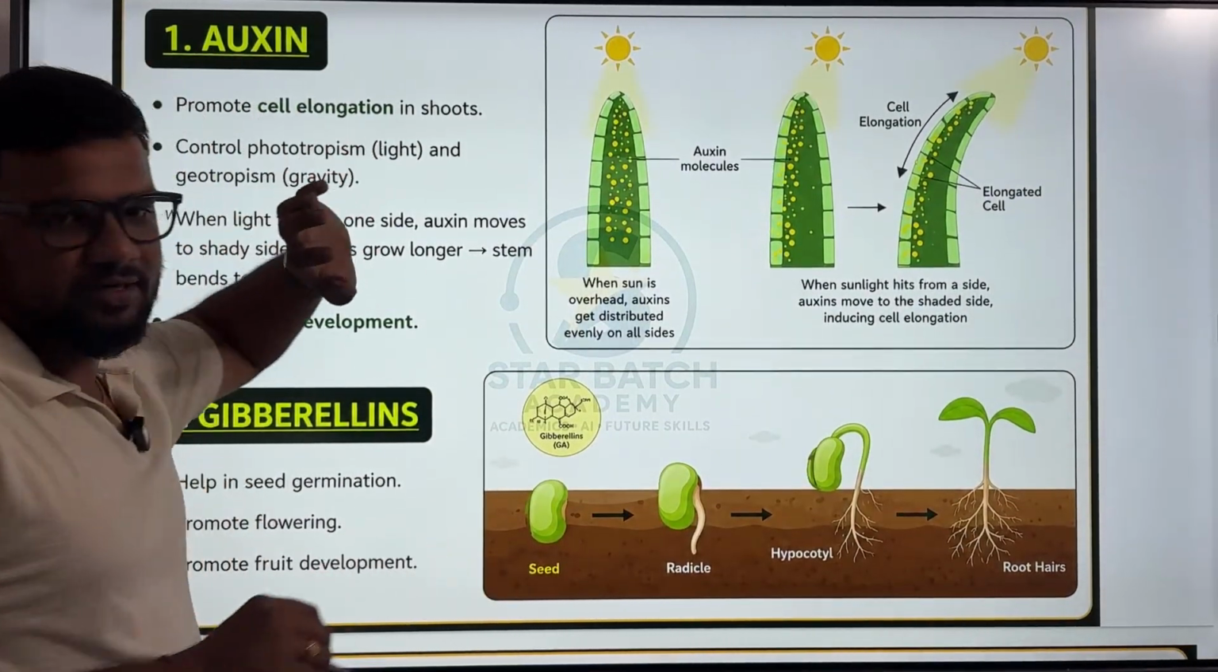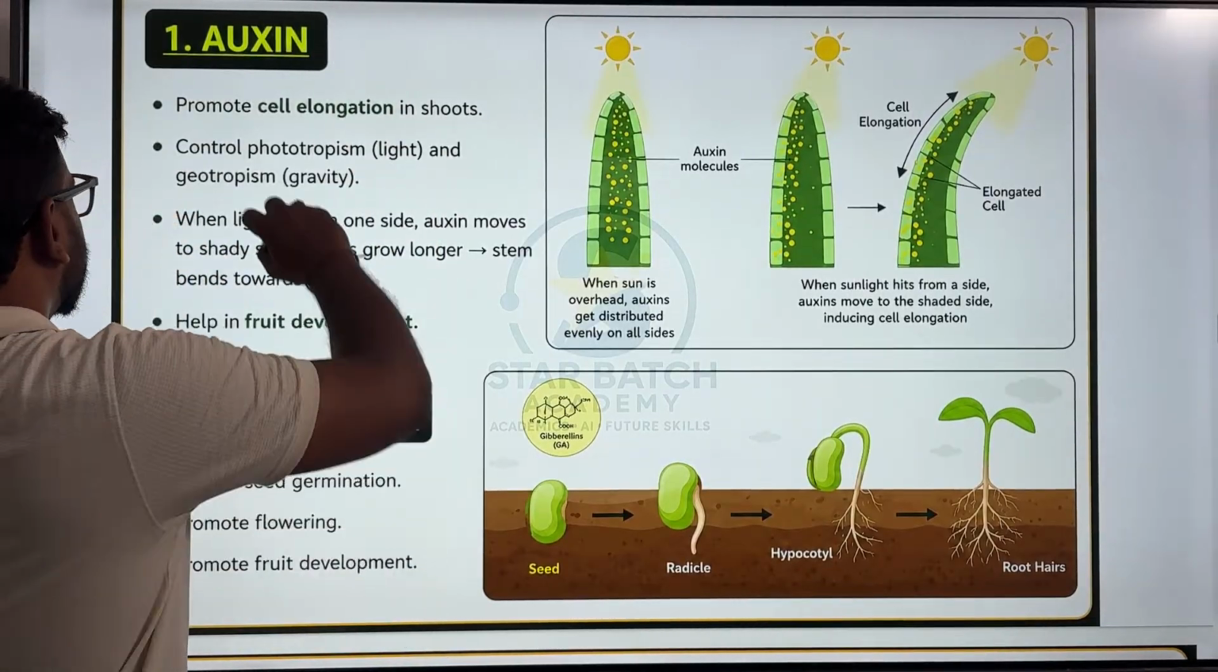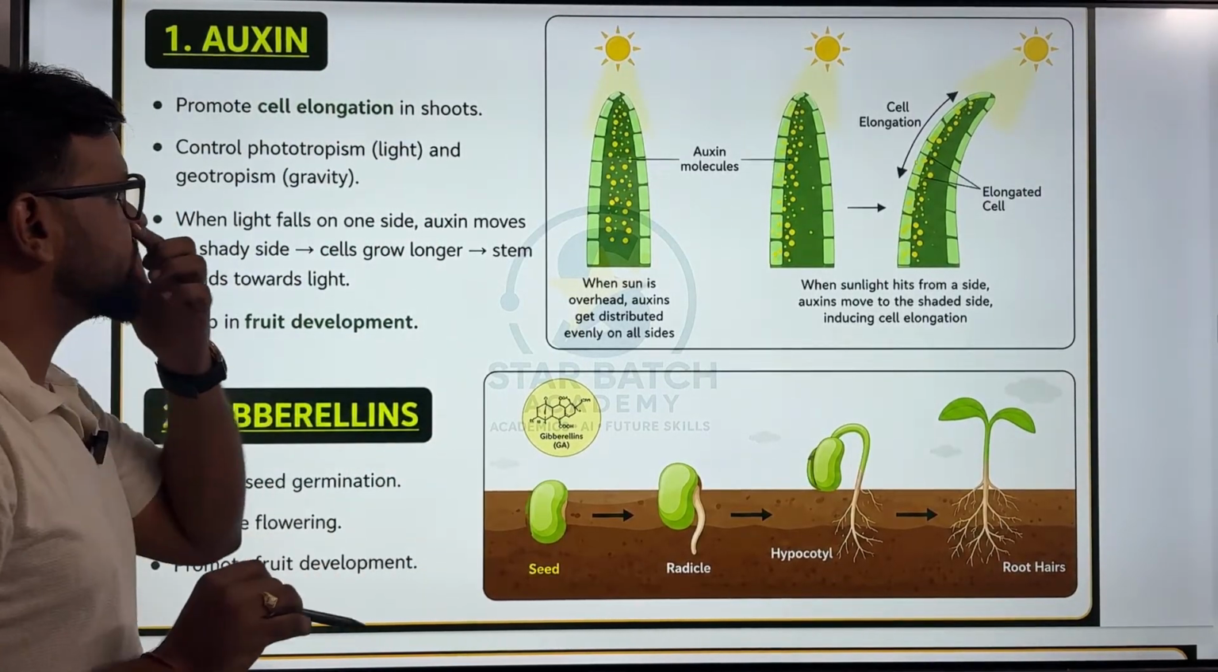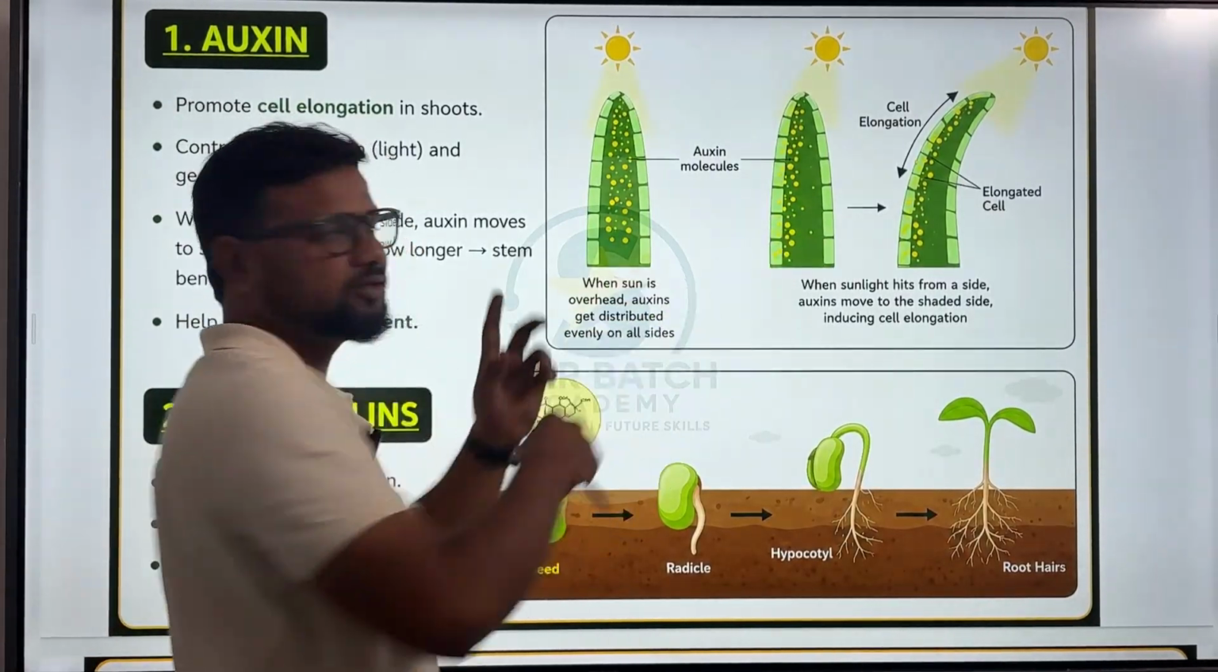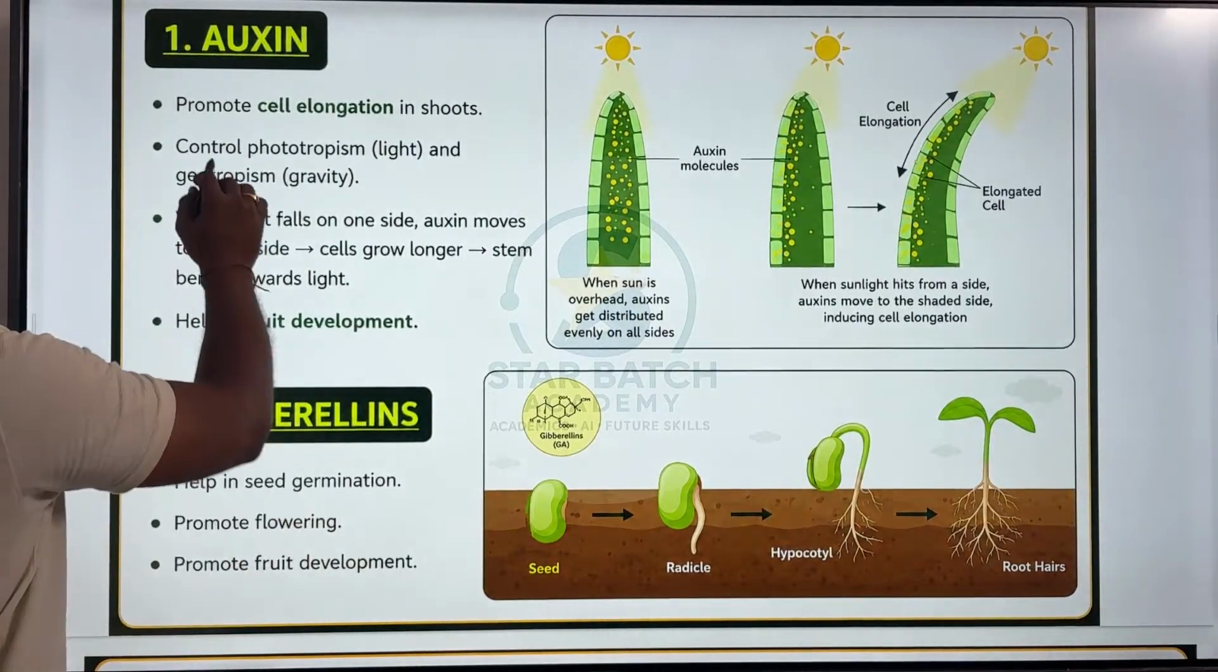Now let's start with the auxin. Auxin, see, promotes cell elongation in the shoot. So this is actually the shoot, okay, think of it as a stem. So what is happening here is control.